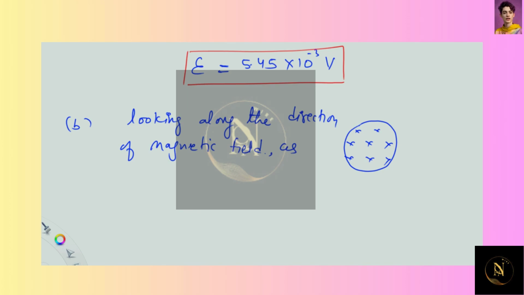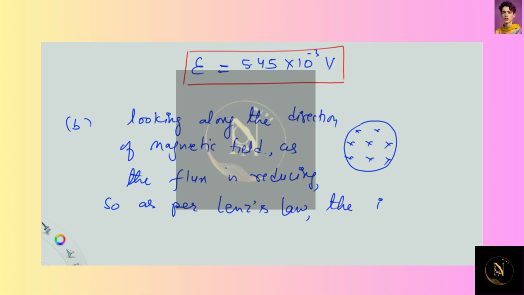As the circumference is reducing, the magnetic flux will also be reducing. So as per Lenz's law, as the inducing magnetic field is into the plane of paper, the induced magnetic field should also be into the plane of paper.